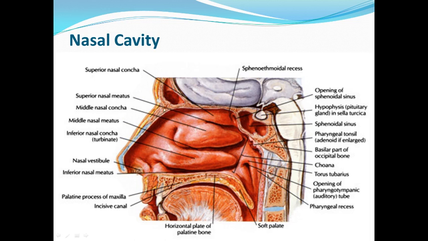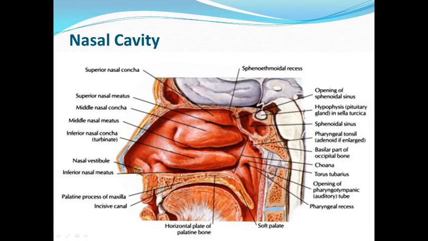And the anterior slope, you can trace, is formed by the nasal part of the frontal bone, then the nasal bone, and then the nasal cartilages, the superior and the inferior nasal cartilages. So these will form the anterior slope of the roof of the nasal cavity.